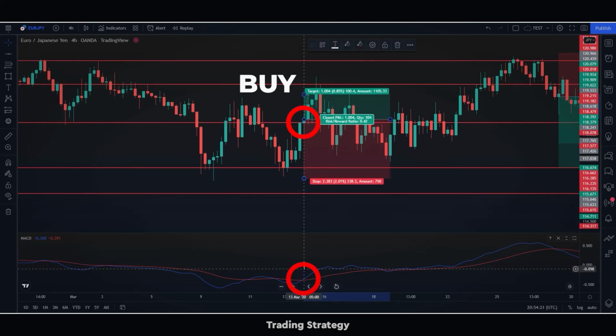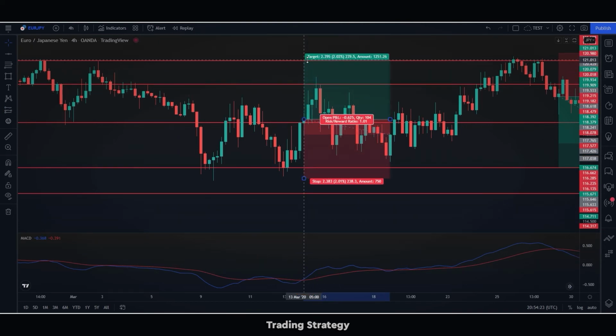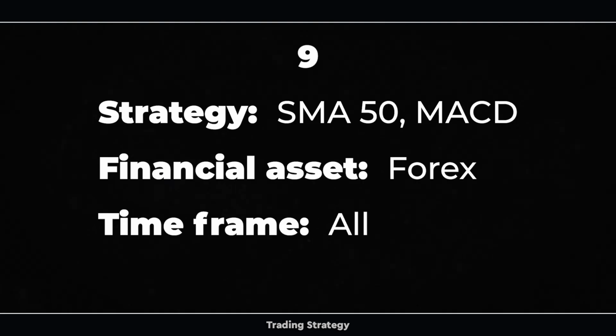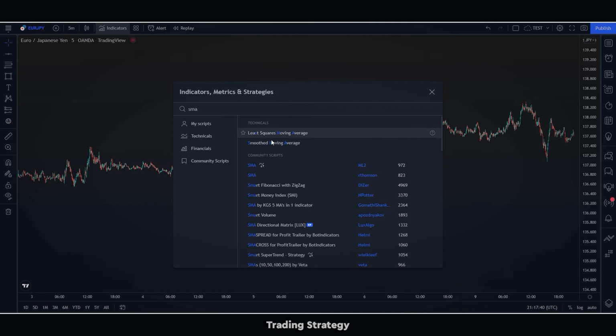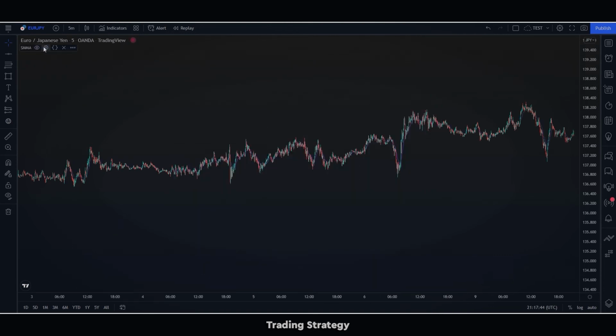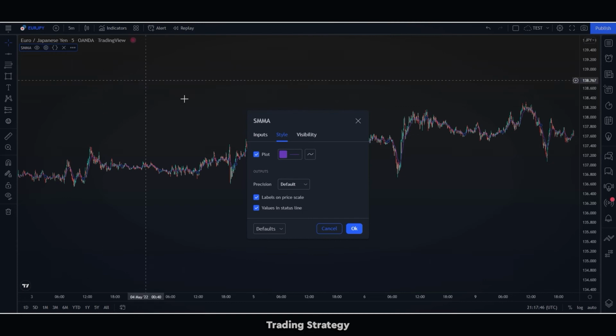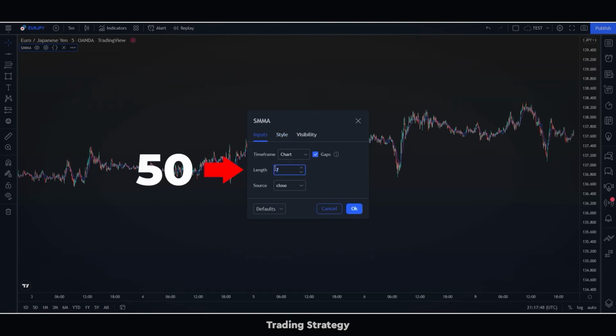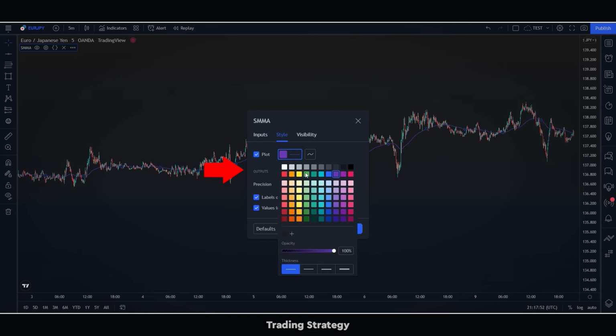Simply incredible. This strategy works very well on high time frames. The first thing we will have to do is select a smooth moving average, SMA. We will make this smooth moving average of 50 periods. We will change the color to green and we will increase the thickness.